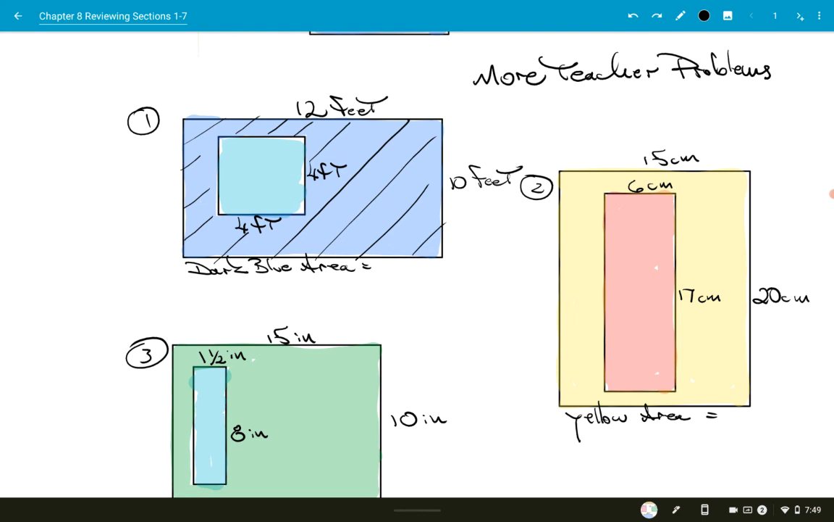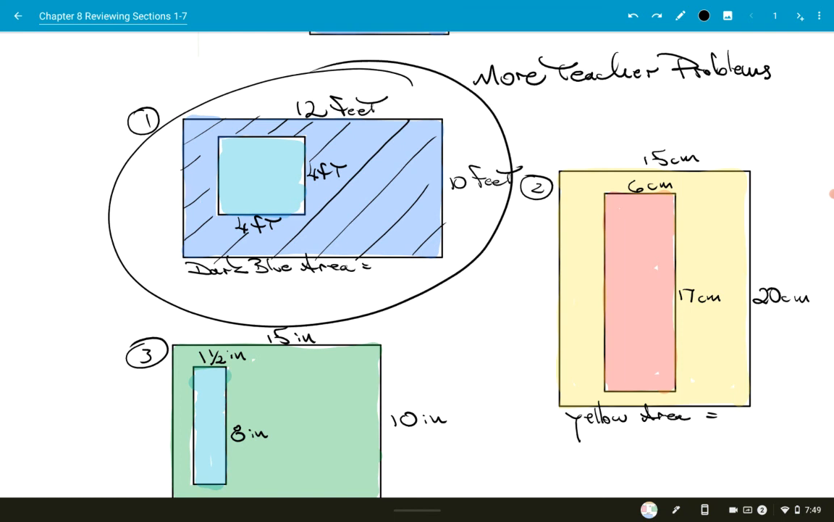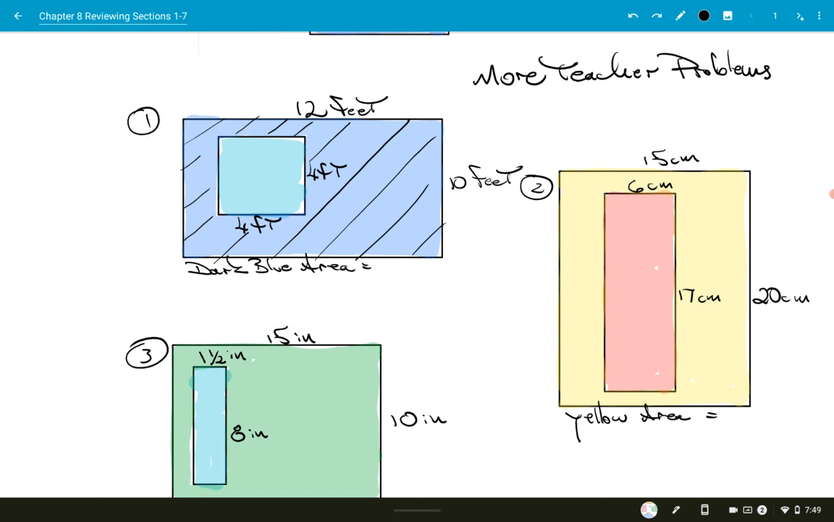Now, if you have paused the video and talked about it, hopefully this is what you came up with. First thing you need to do is figure out, and actually it doesn't matter what you do first, but figure out the area of this shape, the whole shape. So that's pretty easy here. We've got 12 feet, remember it's length times width, and 10 feet. All right, what's 12 times 10? That's 120 feet squared. Okay, that's the whole area.